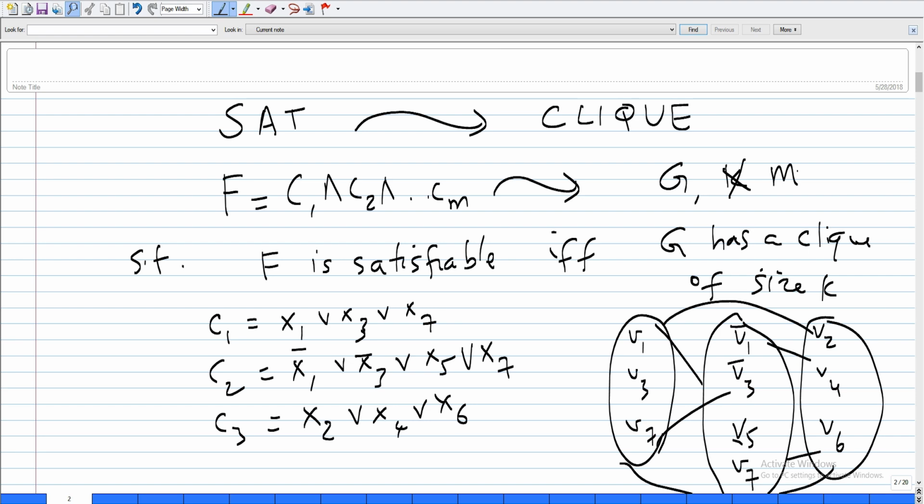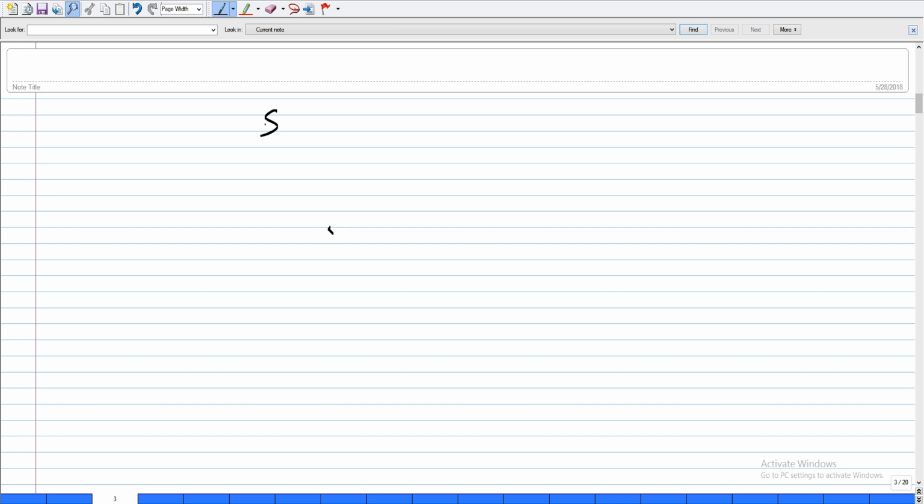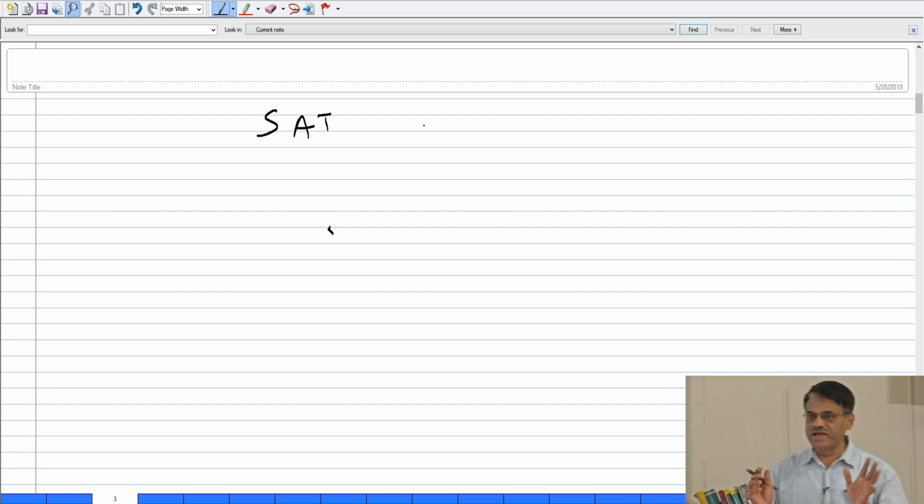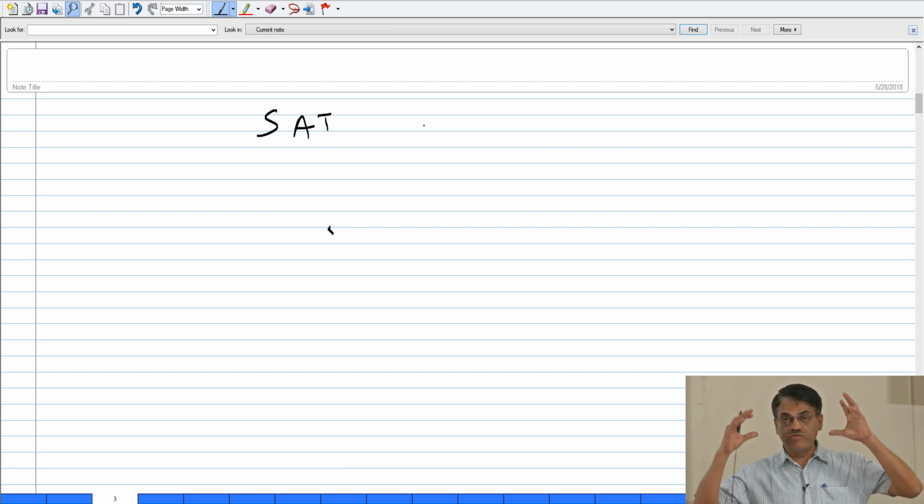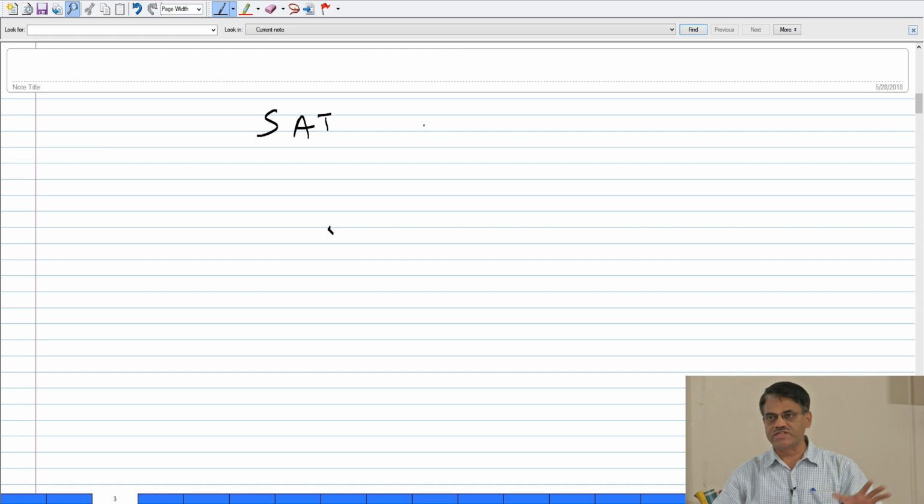So given a formula, what is my graph? I have these partitions, a set of variables for each clause. Draw all edges, no edges within each set. Draw all edges between them except when you have an xi in one set and xi bar in another set, don't draw an edge between them. That's my graph. So remember the graph, before you even know whether it is satisfiable or not, the moment you give the input, you should be able to construct this graph.